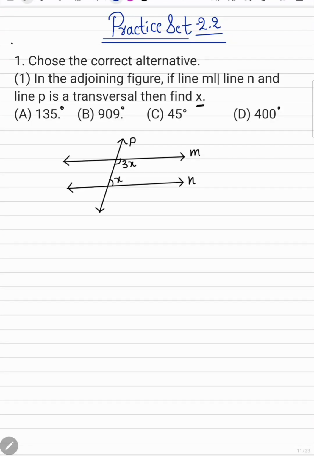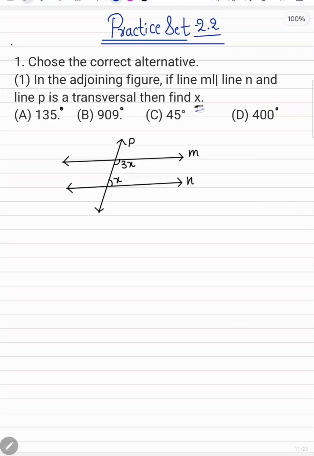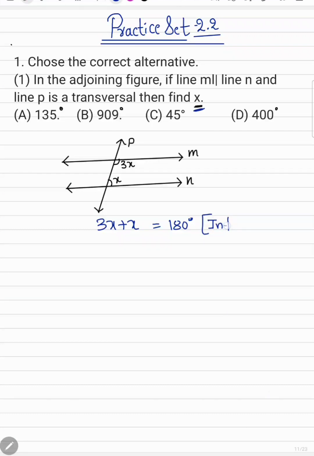Here, draw the figure. We know that the interior angle, here interior angle means what? It is the inner side. It is 180 degrees. So here we find the x value. 3x plus x is equal to 180 degrees. Why 180 degrees? Because it is a straight line, so it is 180 degrees. It is called the straight line. It is the interior angle.